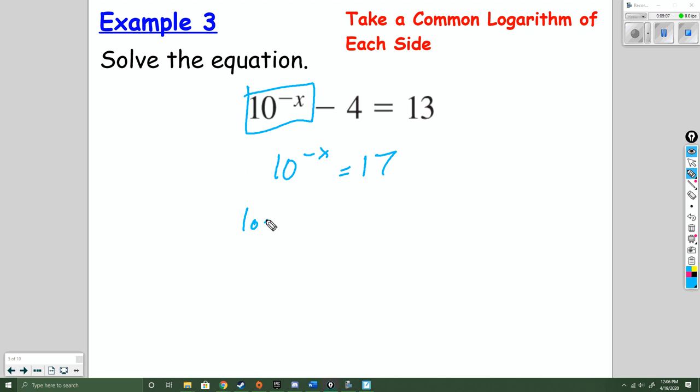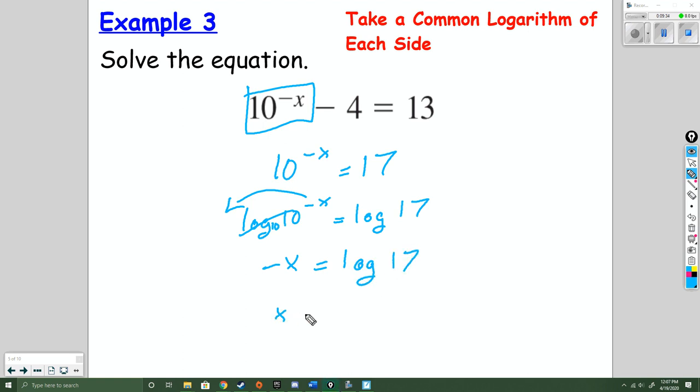So log of the left side would be log of 10 to the negative x. Log of the right side would be log of 17. Now this is our common logarithm, so they have the same base, and I'm just going to write it there so you can see that. All right, so log base 10 of 10 is just 1, and using our power property, that would put negative x over here. So it just cancels out, and we get negative x on the left side. So negative x equals log of 17, which just means x is negative log of 17. And if we type that in, round to the nearest hundredth, we get negative 1.23.